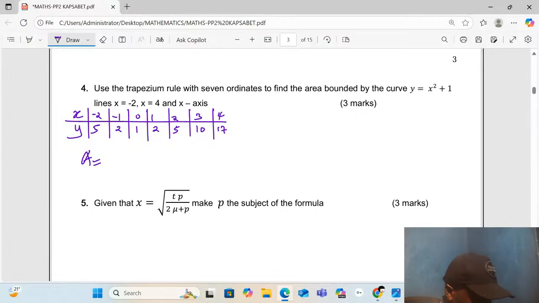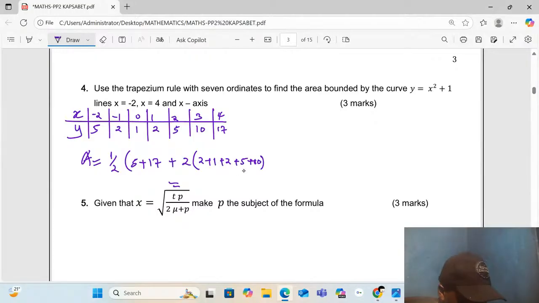now using the trapezium rule, we're going to find half of y1, the first one, which is 5, plus now the last one, which is 17. Then we are going to add 2 times the remaining, which is 2 plus 1 plus 2 plus 5, and then plus 10. And then we work it out.